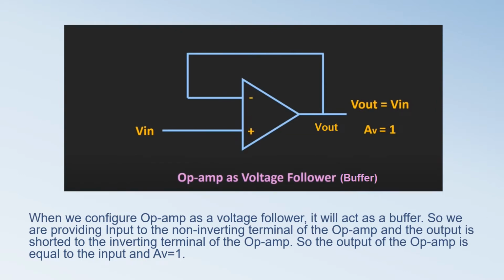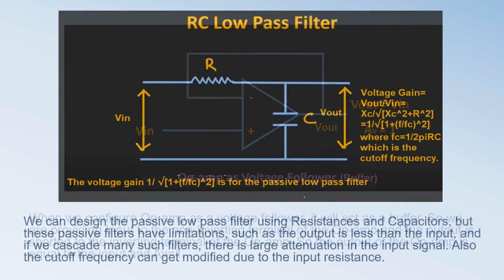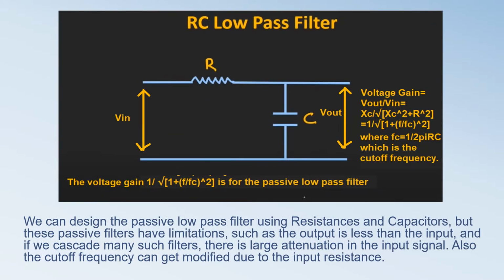We can also configure the op-amps as a voltage follower. It acts as a buffer. We provide input to the non-inverting terminal of the op-amp and the output is shorted to the inverting terminal of the op-amp. So the output is equal to the input and the voltage gain is 1. This was the description about op-amps.